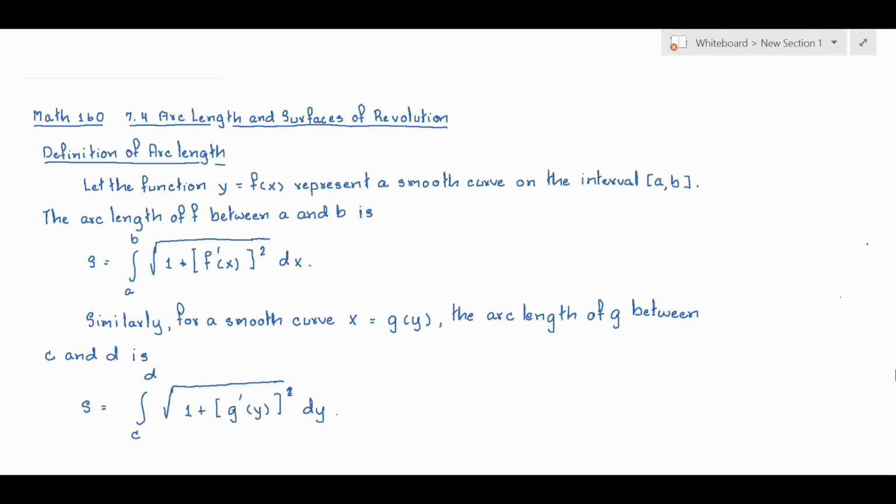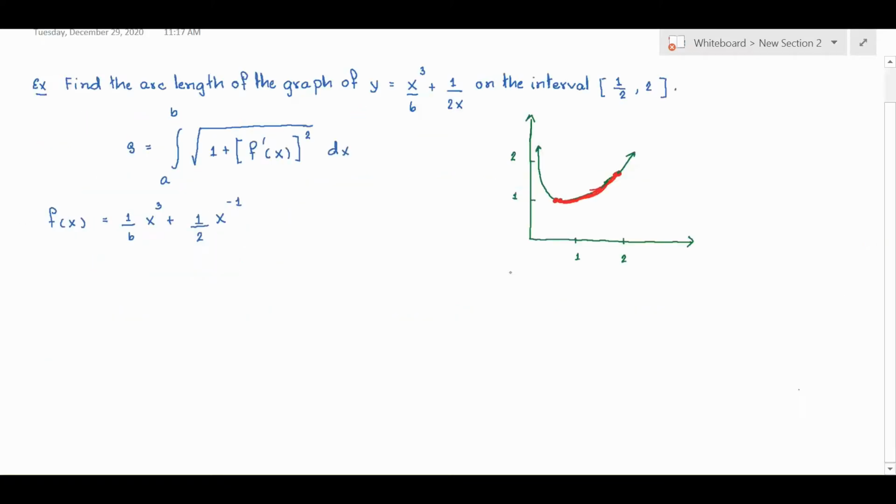Now let's take a look at an example. Find the arc length of the graph of y equals x cubed over 6 plus 1 over 2x on the closed interval 1/2 to 2. Because the function has variable x, you're going to use the formula: an integral from a to b of the square root of 1 plus f prime of x squared, dx.